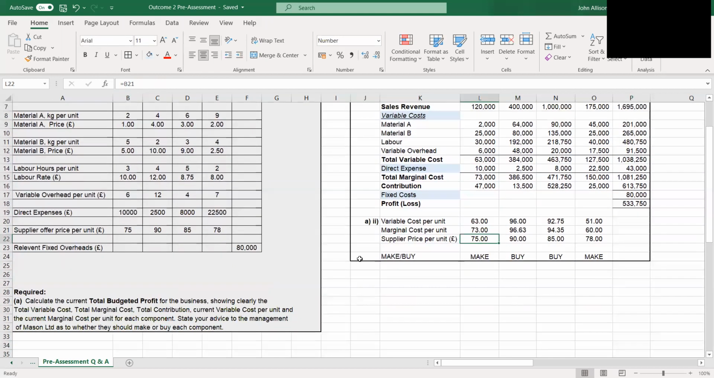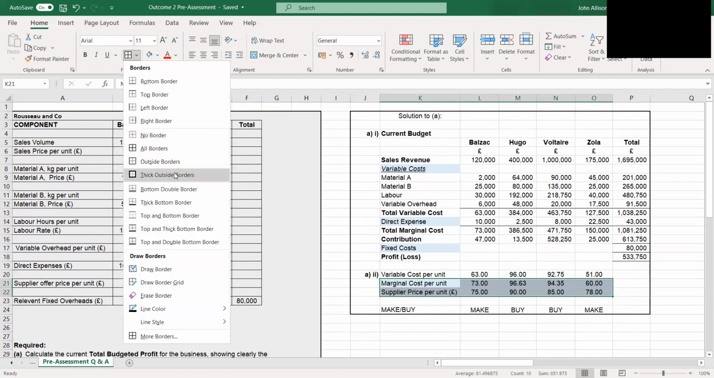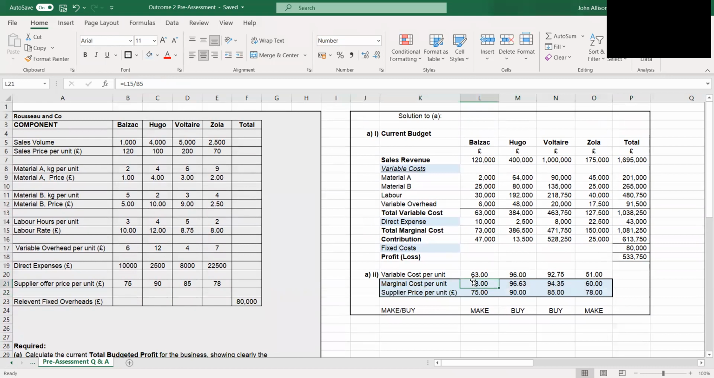We've then got to make a make or buy decision. And we make the make or buy decision by comparing the marginal cost per unit to the supplier price per unit. So the marginal cost per unit is all the costs we can avoid by not making the component. So we still have to pay the 80,000 fixed costs, but we can avoid all the variable costs and the direct expenses if we just buy the component in instead.